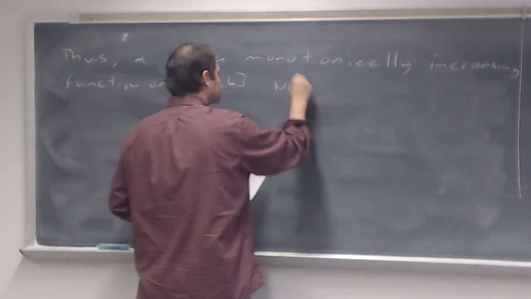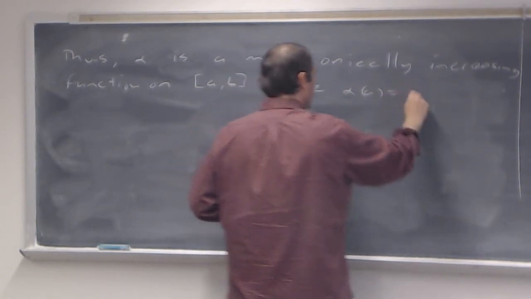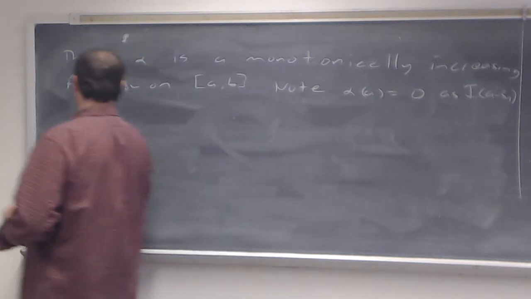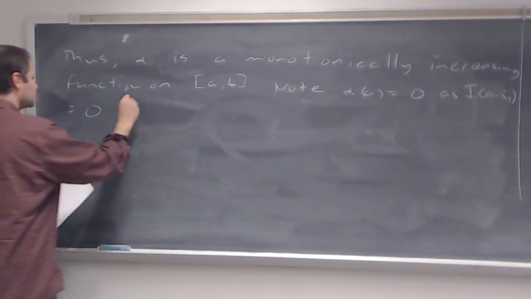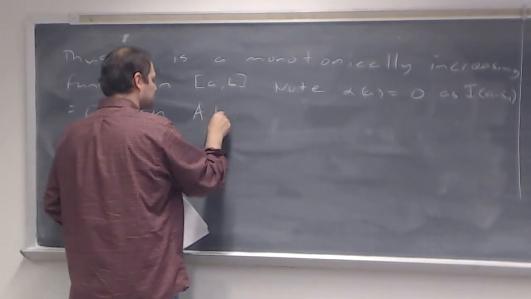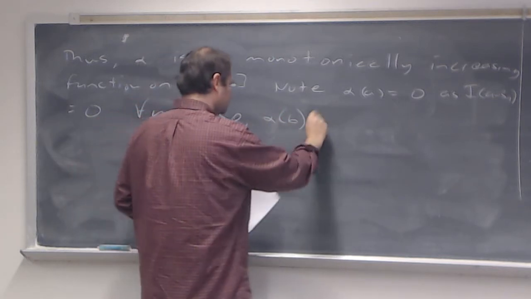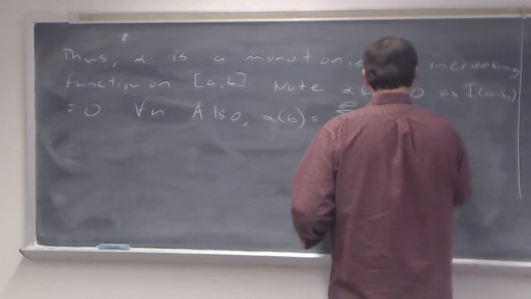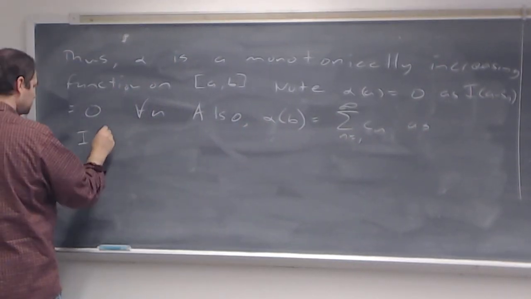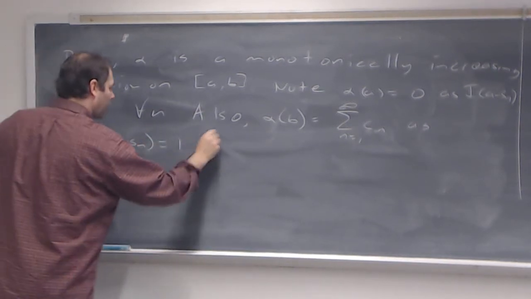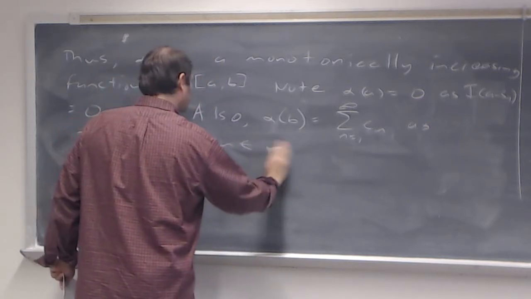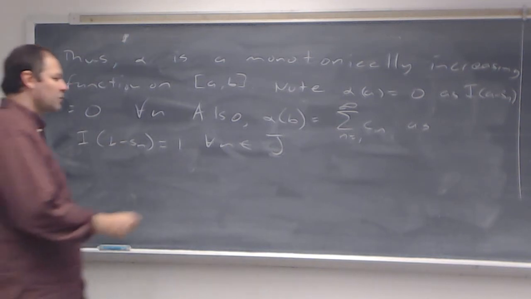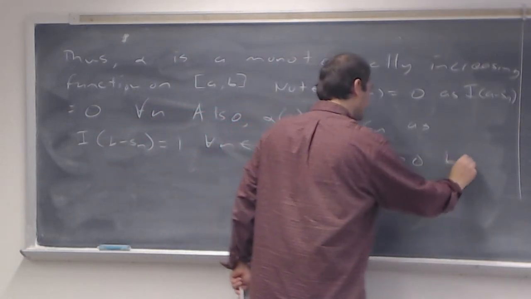Now, note alpha of a is going to be equal to 0, as I of a minus S sub n is 0 for all n. Also, alpha of b is going to be equal to the sum of the C sub n, n running from 1 to infinity, as I acting on b minus S sub n is always equal to 1 for all n natural numbers. Next, we're going to let epsilon greater than 0 be given.